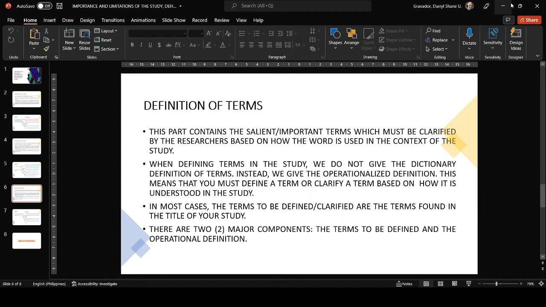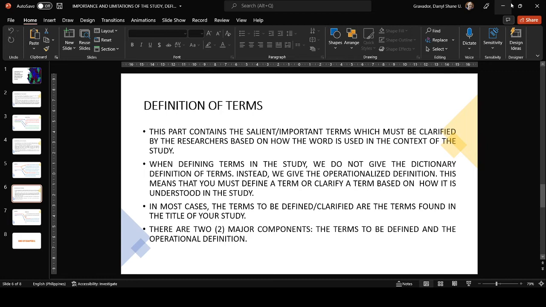Okay, sir, what's the difference? When we say the dictionary definition, it's the one provided in dictionaries. Okay? However, when we say operational definition, this is not taken from any book. Instead, this is explained and given by the researchers. So a term is defined or clarified based on how it is understood in the context of the study.